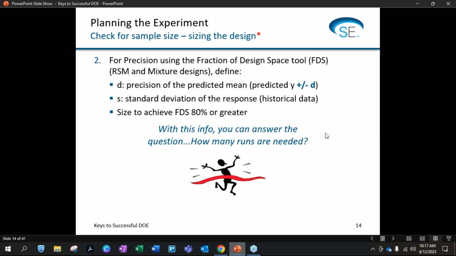So I realize that the details on here are light. I'm just kind of telling you the basics of how, but you can go back to that webinar to get more information on this.